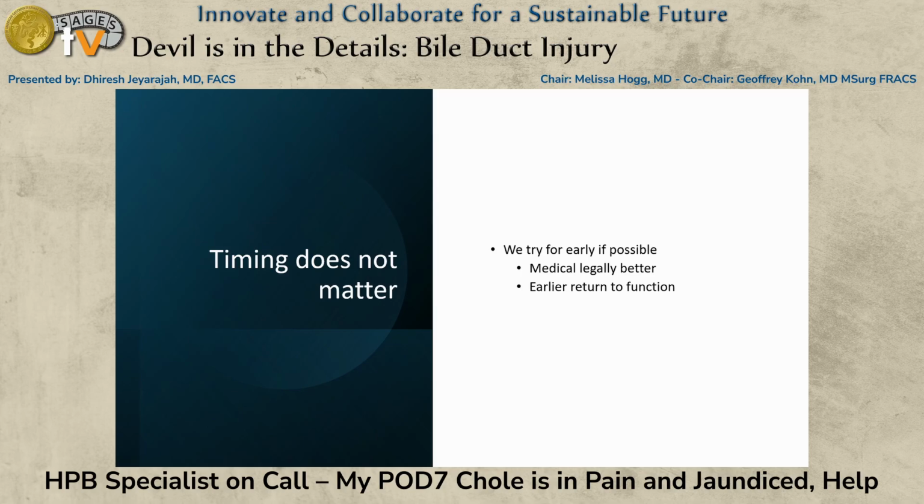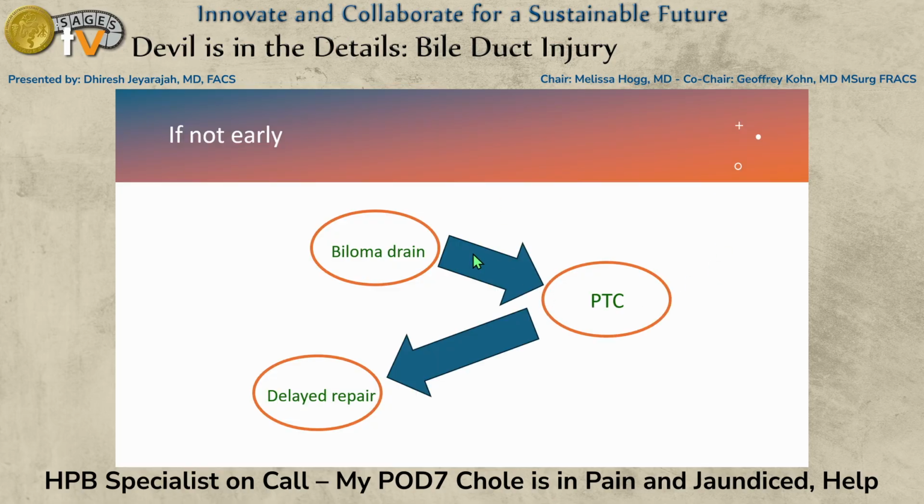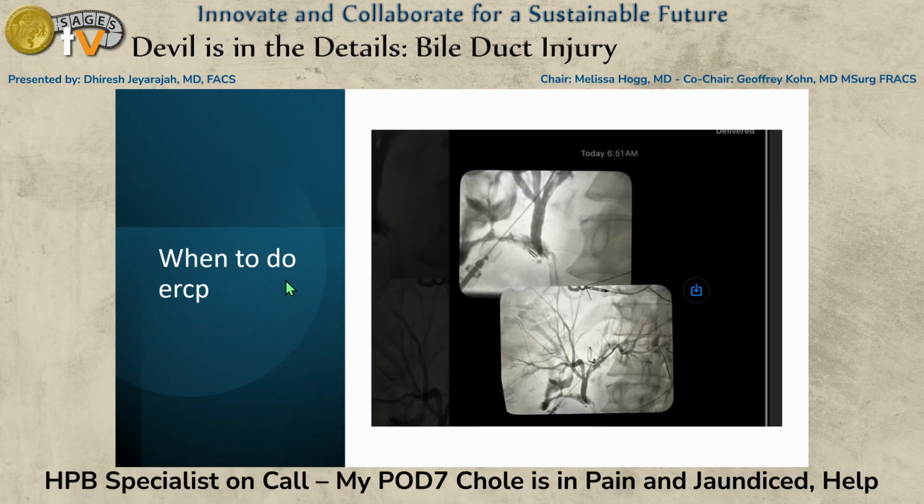Timing does matter. We try for early repair because if you do it open, it's an open chole from the patient standpoint, with earlier return to function, etc. If it's not early, then you've got to control the biloma, generally do a PTC because a biloma drain itself is not going to be enough in general, and do a delayed repair. Remember, in order to get the PTC, one trick is you can inject the biloma, it'll fill the bile duct, and then they can hit the duct, okay? So even with a non-dilated duct, you can get a drain in.